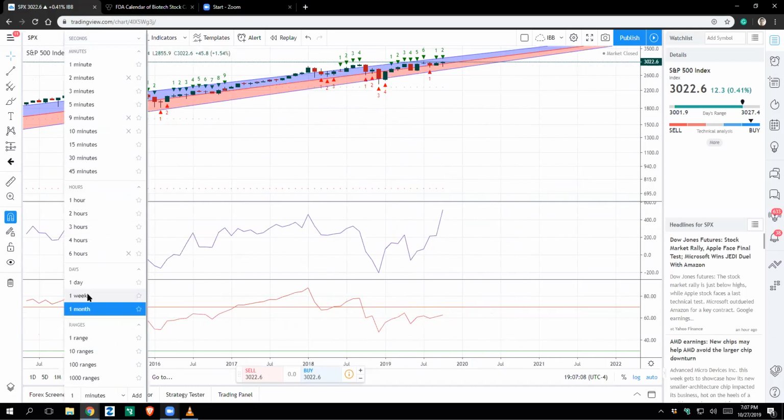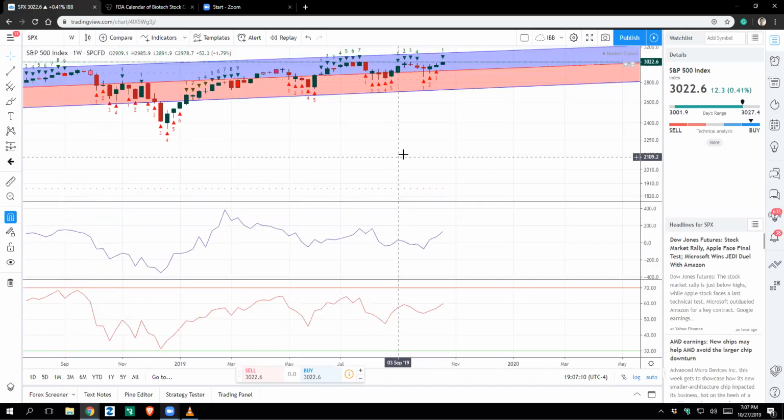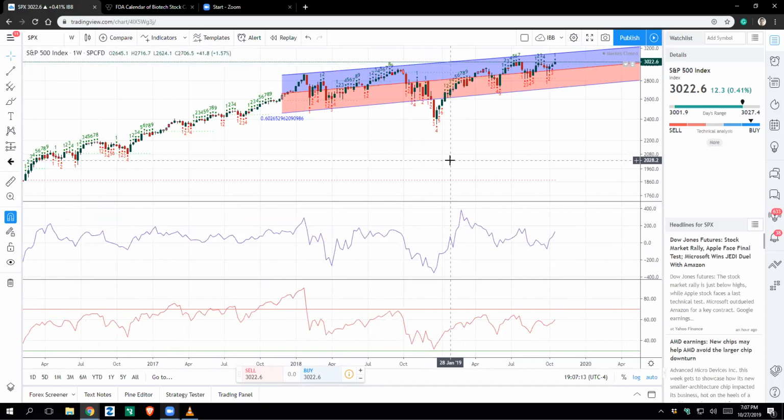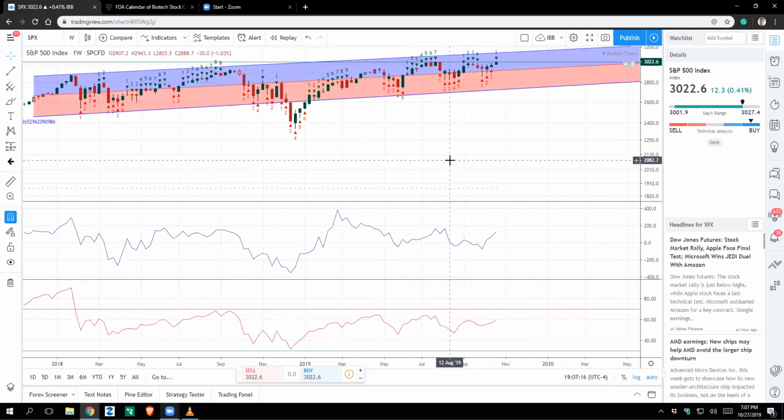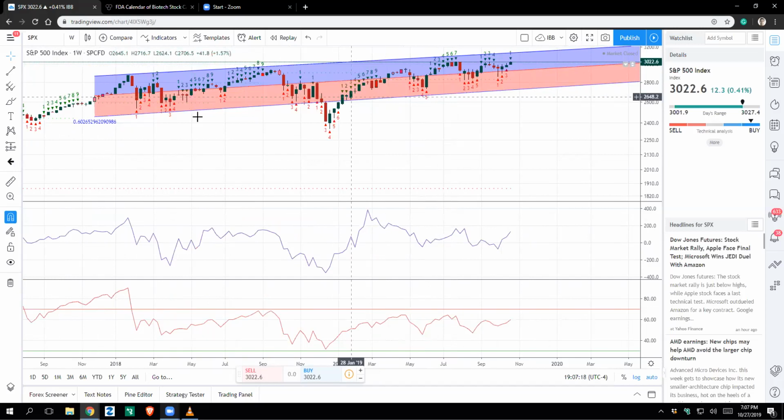So let's look at the weekly. Even on the weekly, we have a good channel here since this bottom in 2018. I want to make sure it's getting recorded. Yeah. So here it looks like for the S&P 500 we have some resistance.